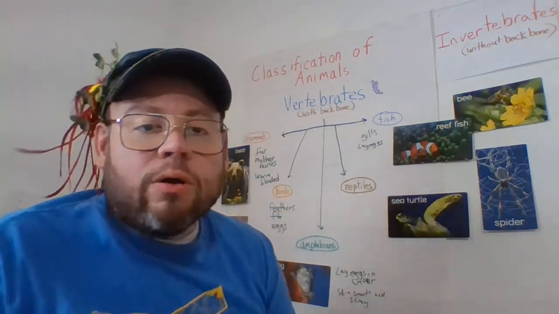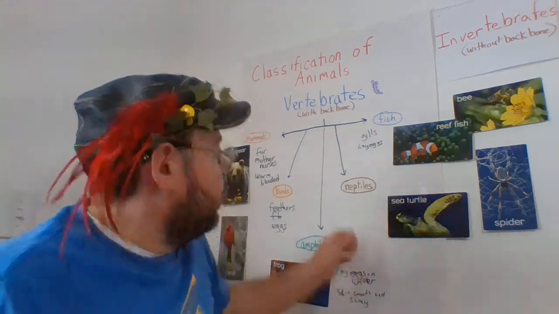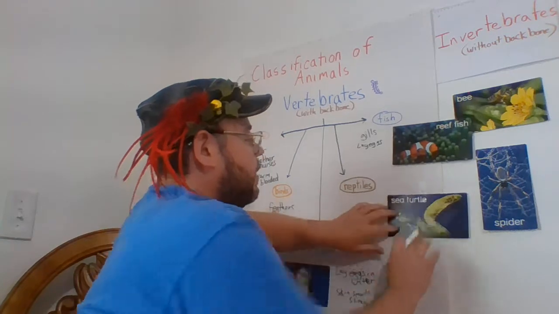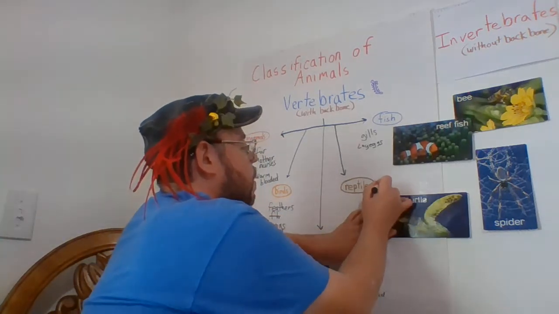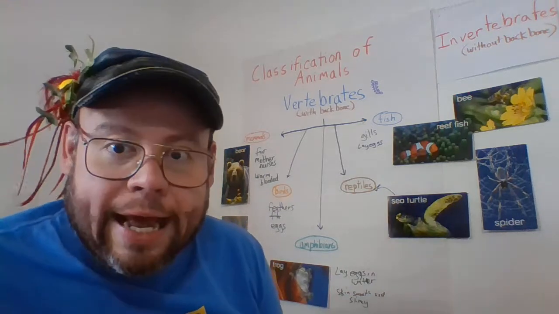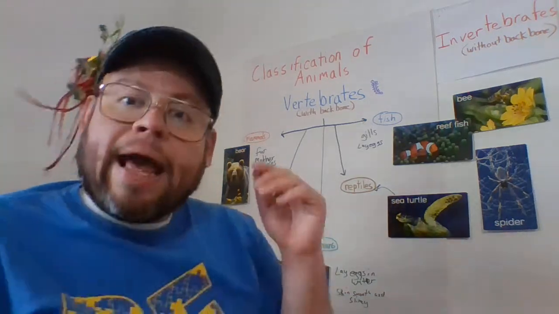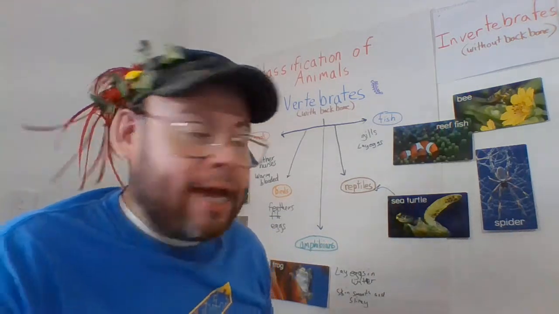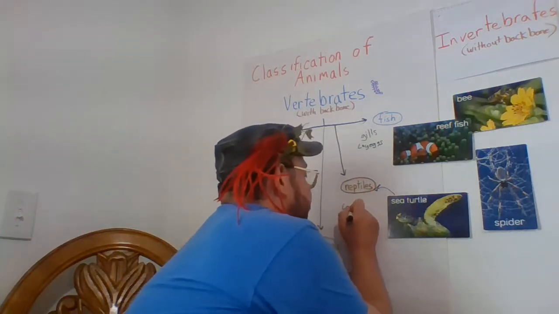Okay, they're also cold-blooded. Maybe put it closer to reptiles. So sea turtles are reptiles. They're also cold-blooded and they also lay eggs, but they lay their eggs on land. Amphibians lay their eggs in the water, while reptiles lay their eggs on land.